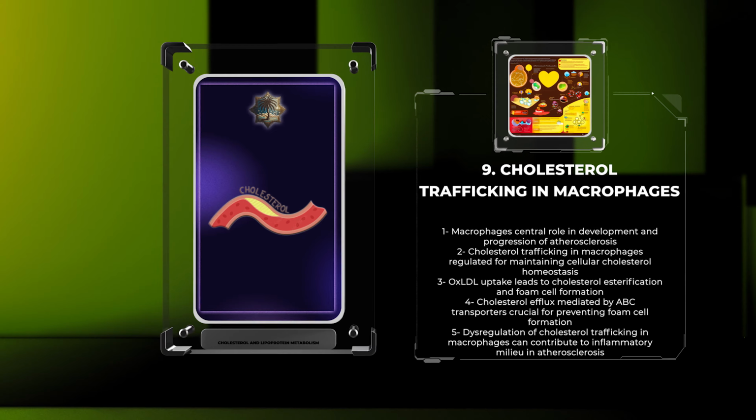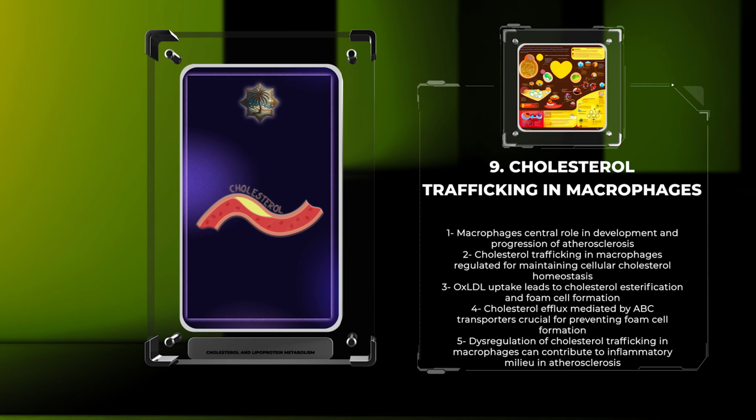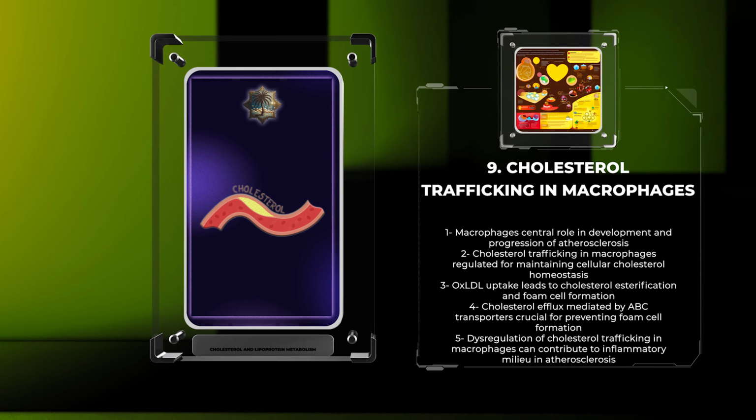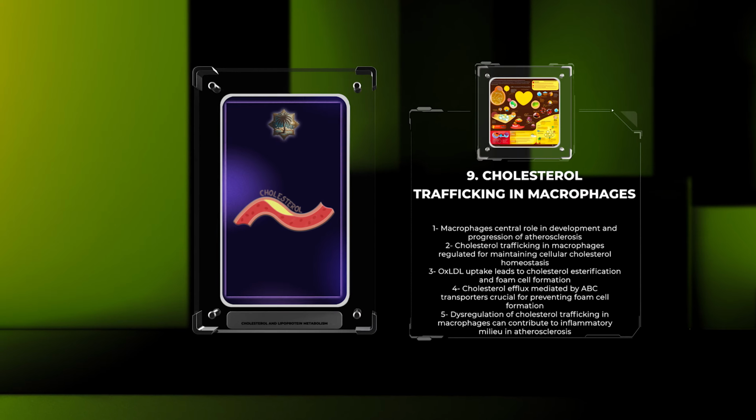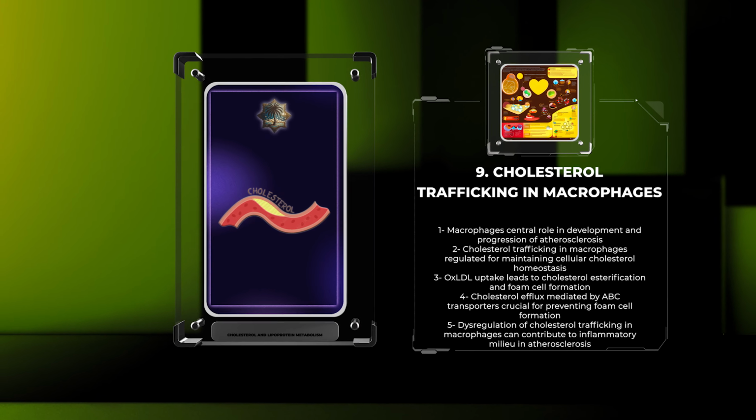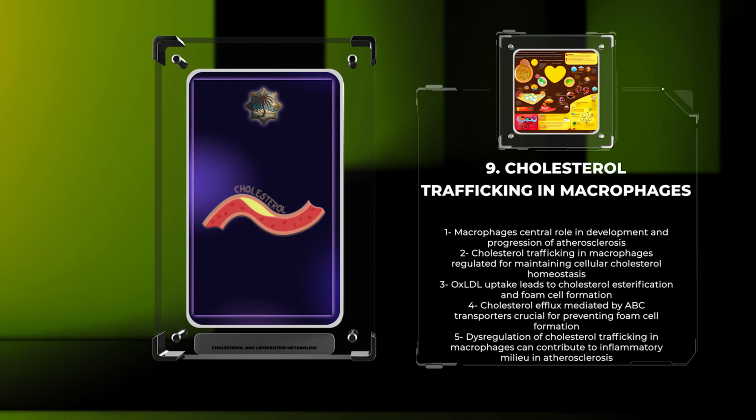droplets. Cholesterol efflux from macrophages, mediated primarily by ABC transporters, is crucial for preventing cholesterol accumulation and foam cell formation. Dysregulation of cholesterol trafficking pathways can disrupt macrophage function and contribute to the inflammatory milieu in atherosclerosis.